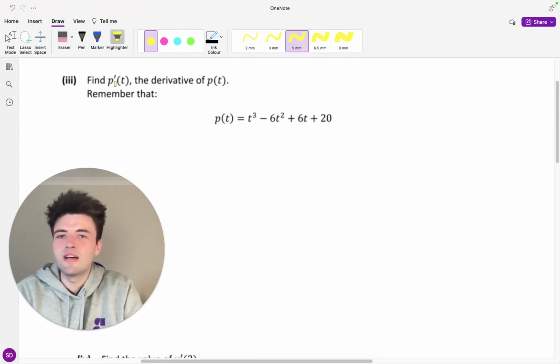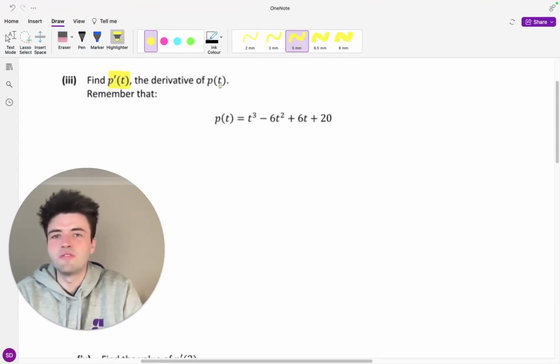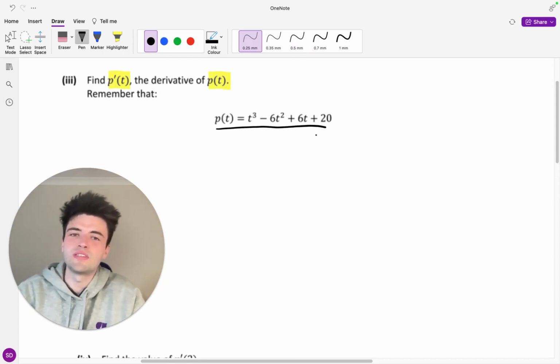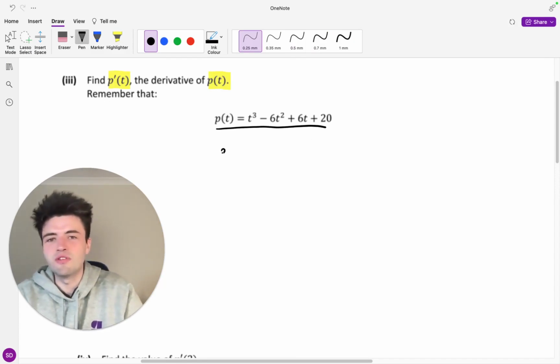So in this question, we're simply asked to find p dash t, the derivative of p of t, and then we're just given the formula for p of t here, which is t cubed minus 6t squared plus 6t plus 20. And so we're going to be finding p dash t now, which is the first derivative of this.